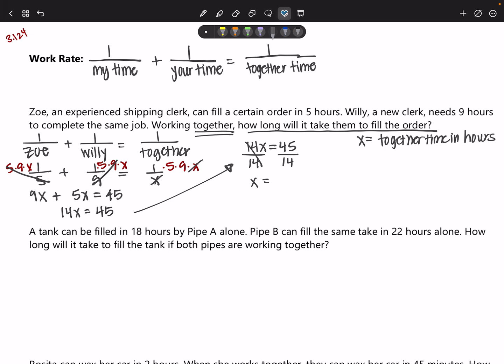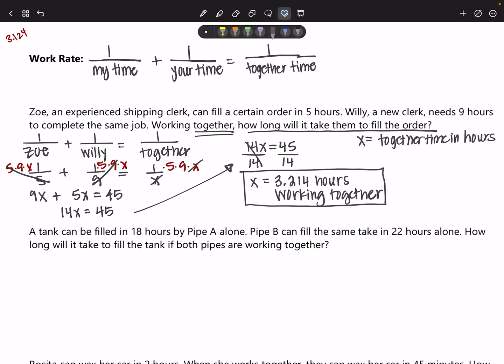in my calculator, it's going to say 3.2, I think it's 214. Let me use my calculator. Everybody use your calculator. We've got 45 divided by 14, and that's 3.214 hours working together. Voila, let's try that again.